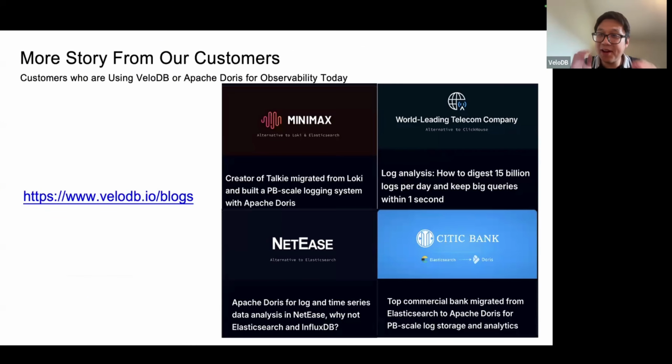And if you're wondering who our customers are, or if you'd like to read about their stories of how they're able to handle observability at scale, here are a few examples on the page with some of our most well-known customers. And if you would like to read about their stories in detail, this is the link to our blogs page where you can search for these stories and take a look at them whenever you have some time.